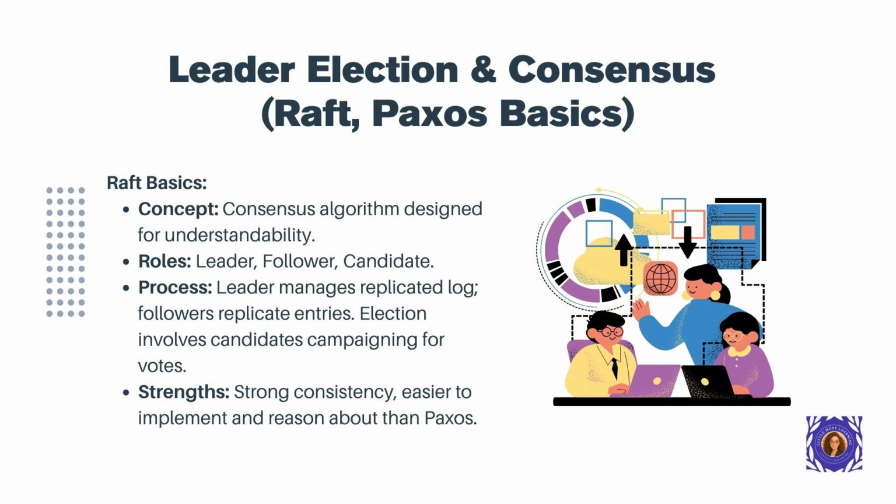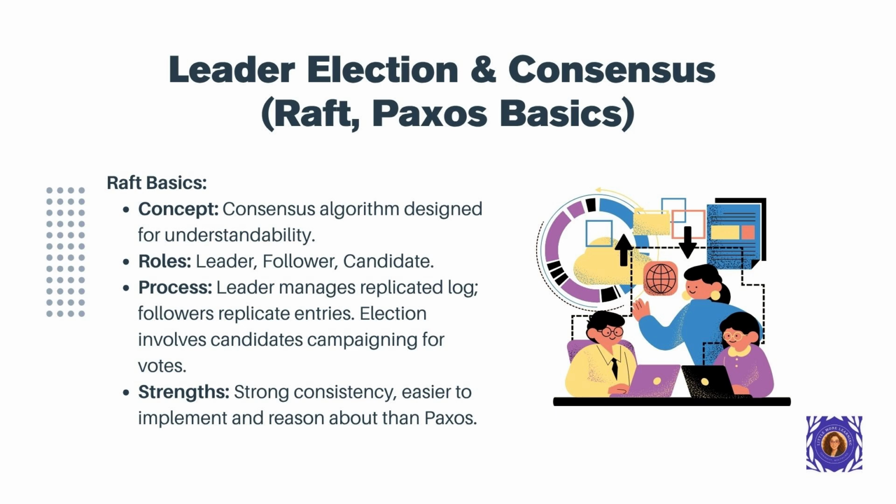Raft was specifically designed with understandability as its primary goal, making it generally easier to grasp and implement compared to its predecessors. In Raft, nodes take on one of three roles: leader, follower, or candidate. The leader manages all log replication, followers simply replicate entries from the leader, and candidates are nodes campaigning to become the new leader during an election.